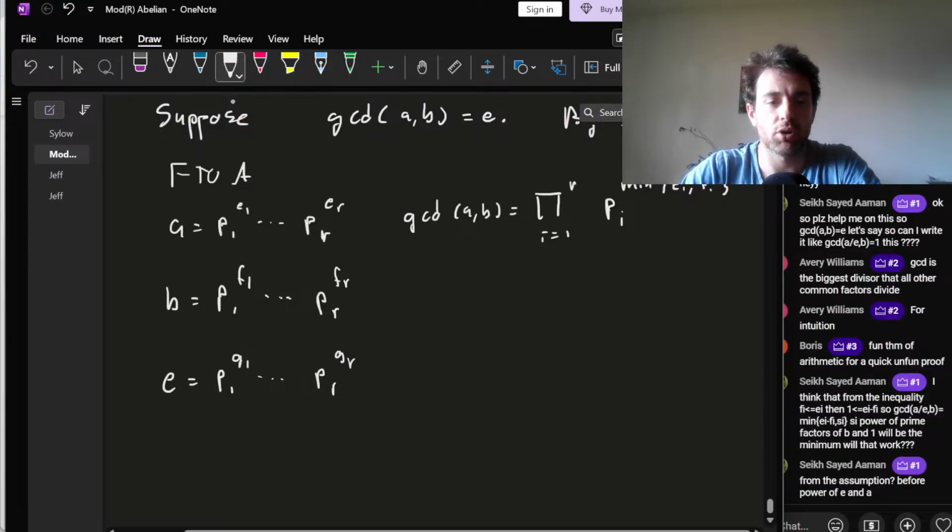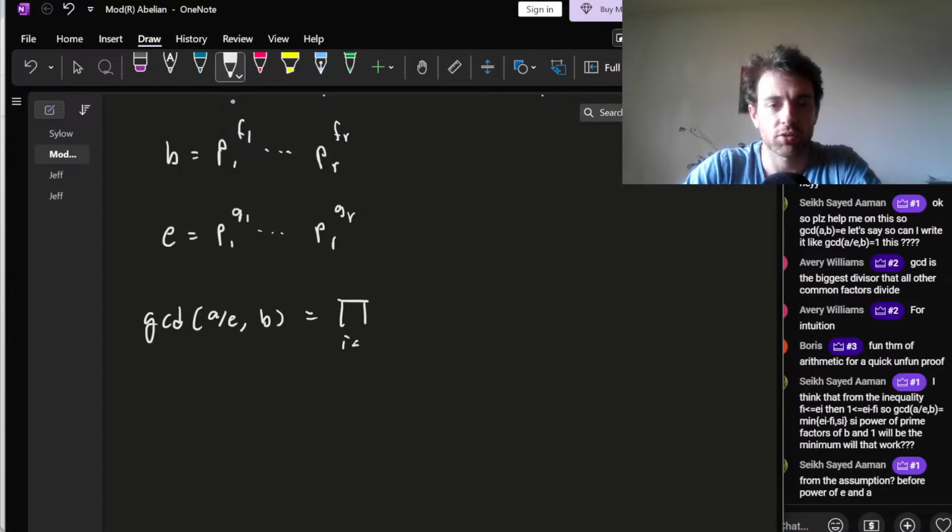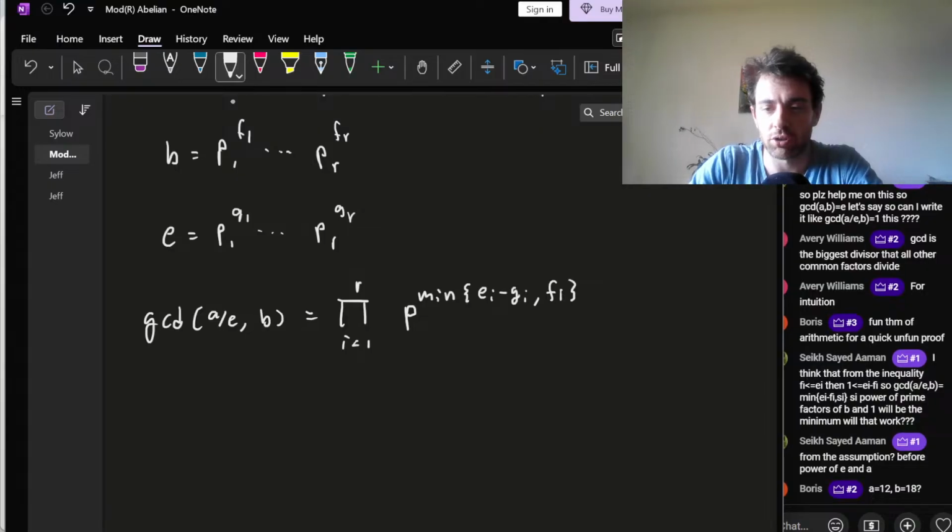And then we know, so the GCD of A over E and B is going to be the product of P to the minimum of Ei minus Gi and Fi. That's certainly going to be true. And then we could conclude the proof.